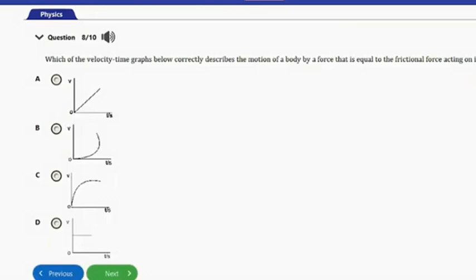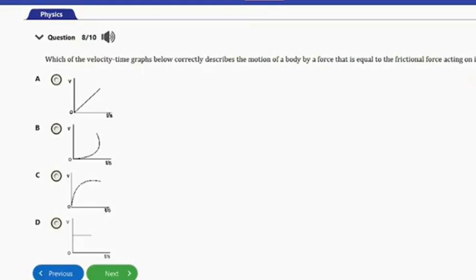Alright, so the next question we have here is question number 8. It says, which of the velocity time graphs below correctly describes the motion of a body by a force that is equal to the frictional force acting on it? Alright, so guys, for this question here, the graph that correctly describes the motion of a body by a force that is equal to the frictional force acting on it is the graph in option D, because there won't be any acceleration, and as such, option D is the answer to this question.